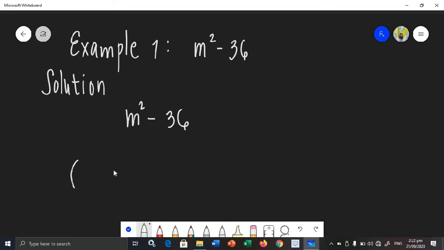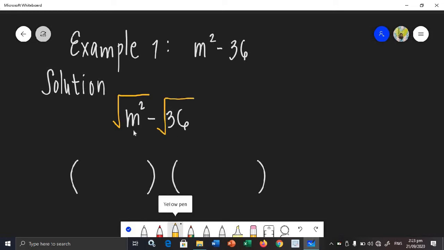And our answer must be two binomials inside the parentheses. Okay? So, paano na po namin makukuha yung terms na nakalagay sa loob ng parentheses? So, we will be getting the square root of each term sa given natin. And the sign of the binomials must be different. Yung isa positive, yung isa negative. So, what is the square root of m squared? That is m. Yun yung magiging first term nyo. What is the square root of 36? That is 6, di ba? So, yun yung magiging second term nyo.